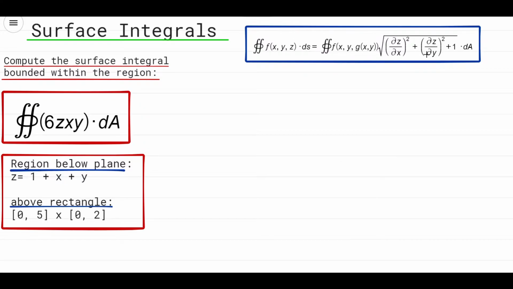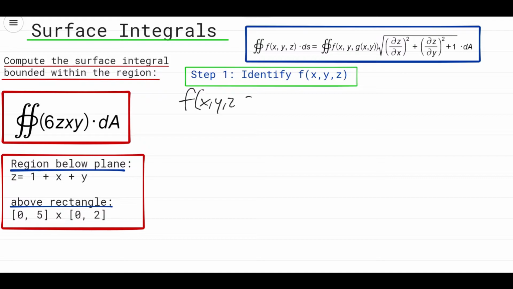So the integral of f(x, y, z) dS is equal to the surface integral of f(x, y, g(x, y)) times the square root of partial x squared plus partial y squared plus 1 dA. So without further ado, for step 1, we're going to identify f(x, y, z). We know that f(x, y, z), at least according to the formula, is equal to f(x, y, g(x, y)).